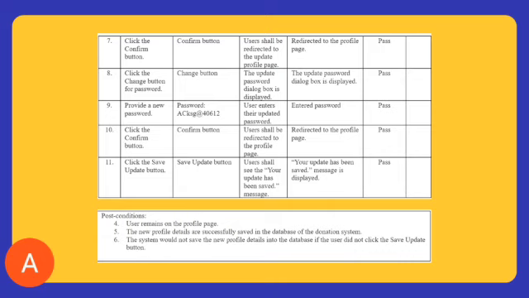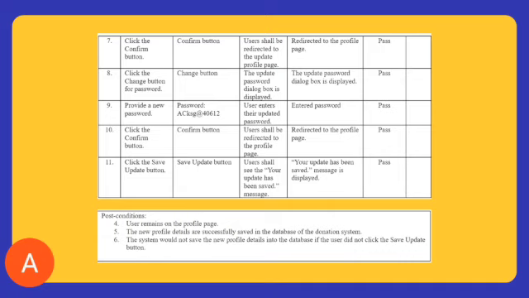The eighth step is to click the change button for password. The test data would be the change button and the expected result would be that the update password dialog box is displayed. Next, provide a new password. The user needs to enter the updated password. And the tenth step is to click the confirm button. The test data would be the confirm button and the expected result is that the user shall be redirected to the profile page.